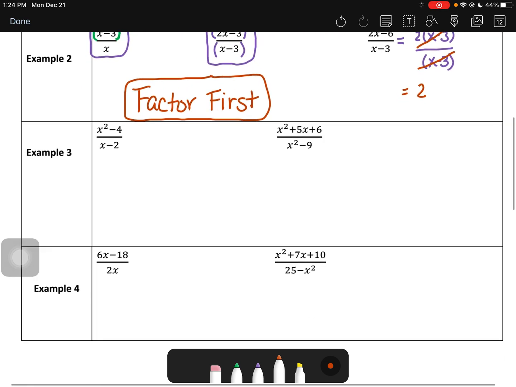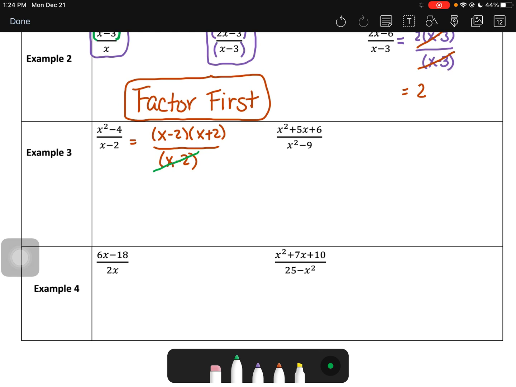So in the next example, we have x squared minus 4, which can be factored to x minus 2 and x plus 2. And on the bottom, we have the factor x minus 2. Since those quantities are exactly the same, we can simplify those, and our final answer will be x plus 2.